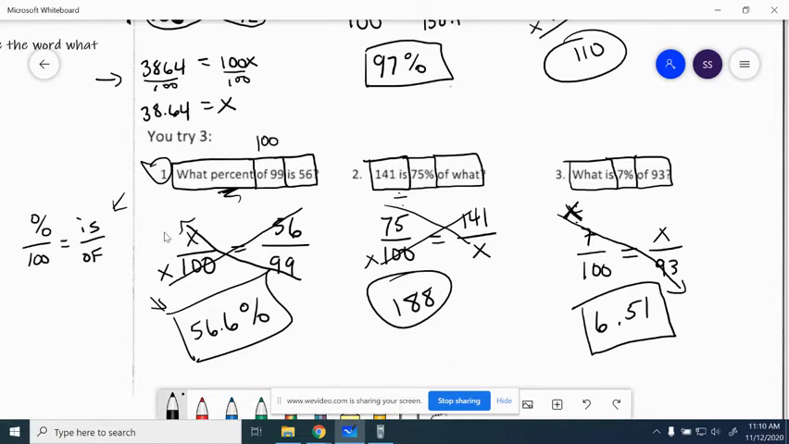All right, number 2, 141 is 75% of what number? Okay, so 141 is representing only 3/4 of a number. So we definitely want to make sure that this is going to be a bigger number than 141. So this is how you can check to make sure that you have a logical, sensible answer.